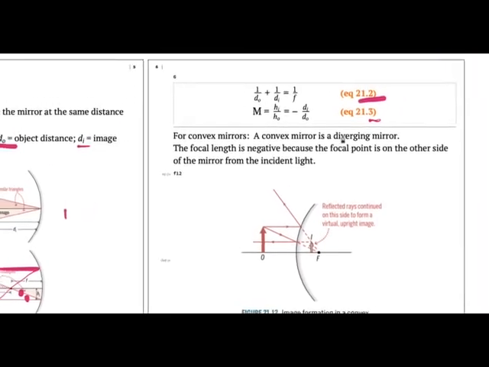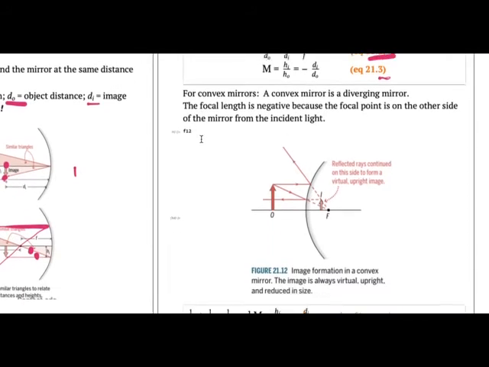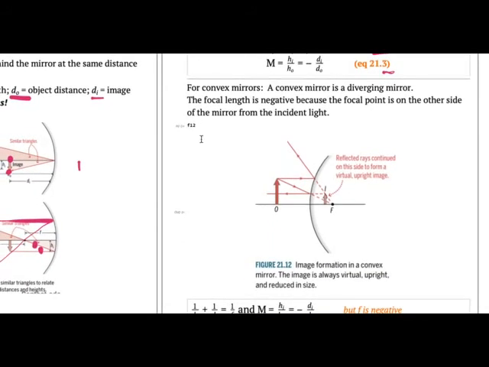Now, we also have convex mirrors. And a convex mirror is the opposite of a concave mirror. It's again a spherical mirror, but the reflecting surface is on the outside of the sphere. And a convex mirror is a diverging mirror. Light that comes in parallel to the axis reflects off at equal angles. So the reflected light goes away from the axis. That's diverging. So you have light coming in and light going out at these kinds of angles.